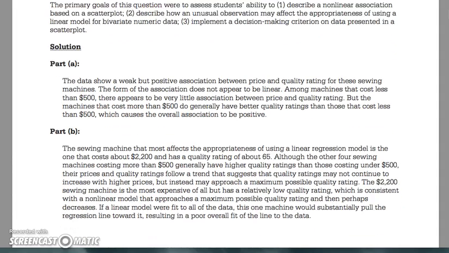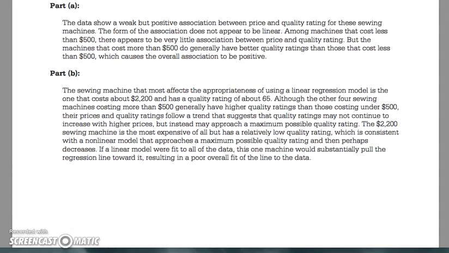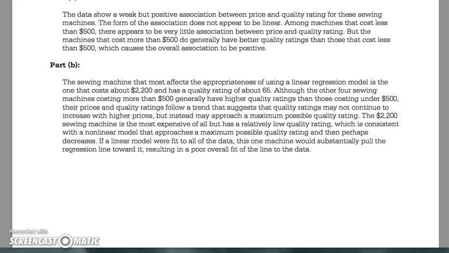So the solution to part A for full points would be: the data show a weak but positive association between price and quality rating for these sewing machines. The form of the association does not appear to be linear. Among the machines that cost less than $500, there appears to be very little association between price and quality rating. But the machines that cost more than $500 do generally have better quality ratings than those that cost less than $500, which causes the overall association to be positive.